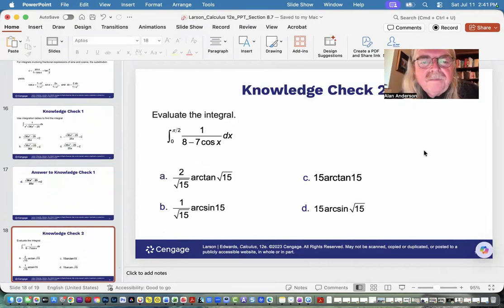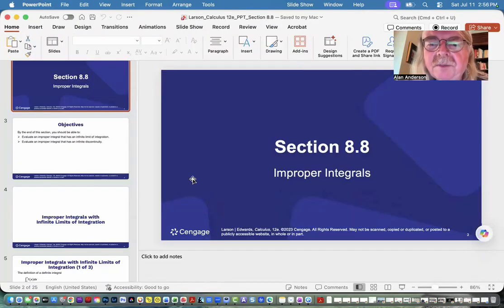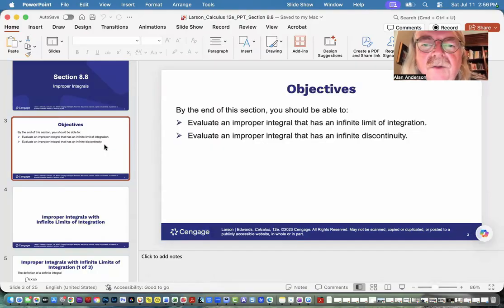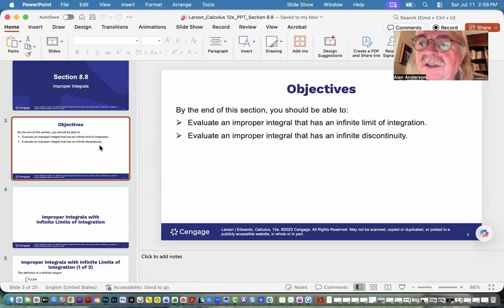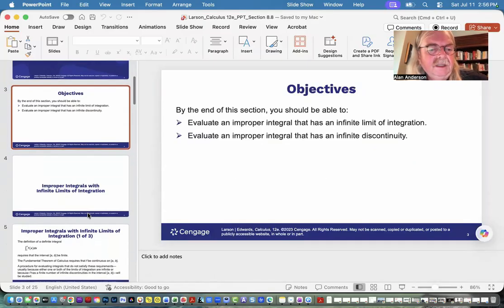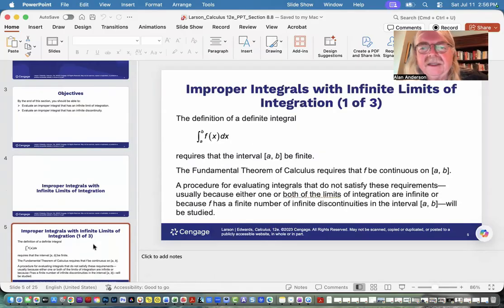It's improper integrals. And really all that means is that one or both of the limits of integration are either positive or negative infinity. So the rules are different when that happens. So also they're going to show us what to do in case there's a discontinuity in the function that we're integrating. All right, so why don't we begin at the beginning?